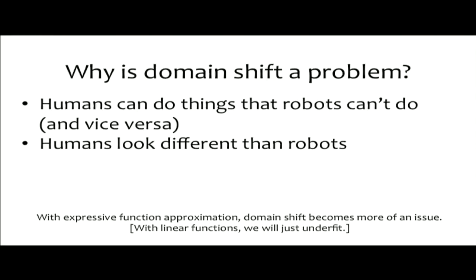And the last point to note is that when you are using expressive function approximation methods like deep neural networks, this domain shift becomes more of an issue because the neural network will pay attention to what the human looks like and how the human is doing things. Whereas with linear functions, you might just underfit, and you don't have this problem as much.